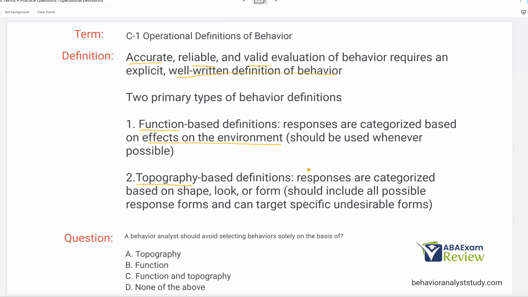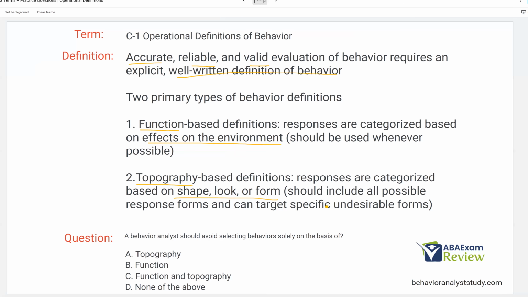Topography-based definition varies because responses are simply based on shape, look, or form. How does the response look? We're not too worried about its effect on the environment. Now, topography-based can give you all kinds of issues because a behavior can look a certain way, but then serve multiple functions, right? You can also have a million different variations. If we're talking social skills, think about how many variations of social skills there are. It'd be almost impossible to define something like that topographically because there are so many different variations of shape, look, and form. So you've got to be careful, right?